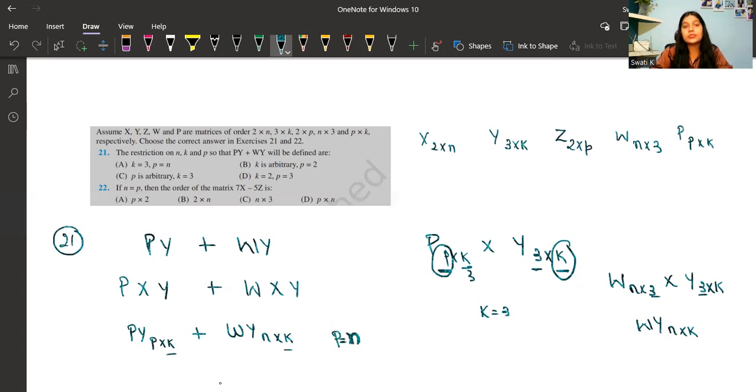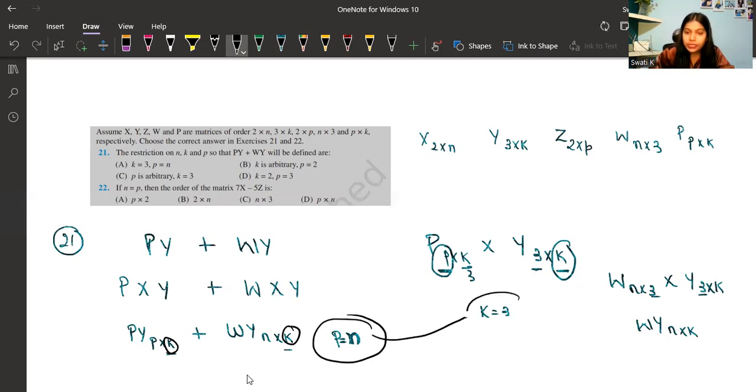Right? Otherwise, there is no other condition. This is K, right? And this is K. They are the same only, right? So what needs to be equal? P and N should be equal. That is why P is equal to N. P is equal to N, and we have another piece of information that K is equal to 3.